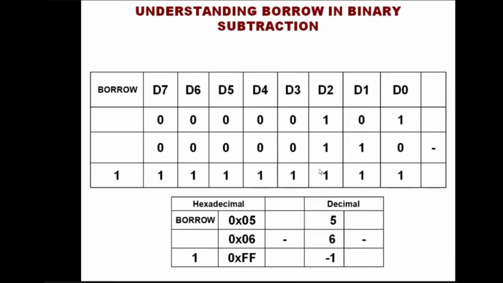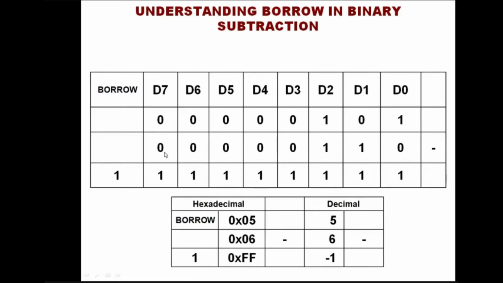Now we are interested in understanding borrow in binary subtraction. For that, we can do some simple 8-bit arithmetic. The value 0000 0101 is the hexadecimal value 5, and we are subtracting 6 from 5. The binary equivalent of 6 is what?